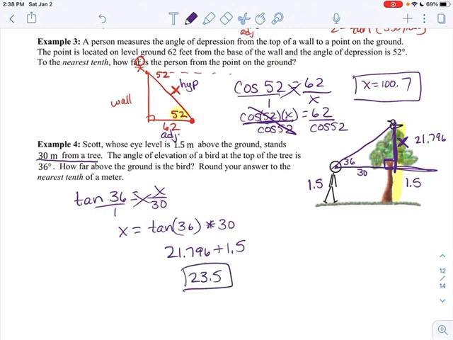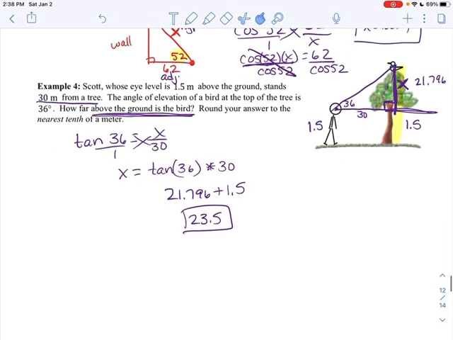Okay, because the right triangle did not start at Scott's feet, it started at his eyes. But I want to know how far above the ground is the bird. Okay, not how far the bird is from Scott's eyes, all right, but above the ground. All right, and we will practice some more of the angle of depression and angle of elevation.